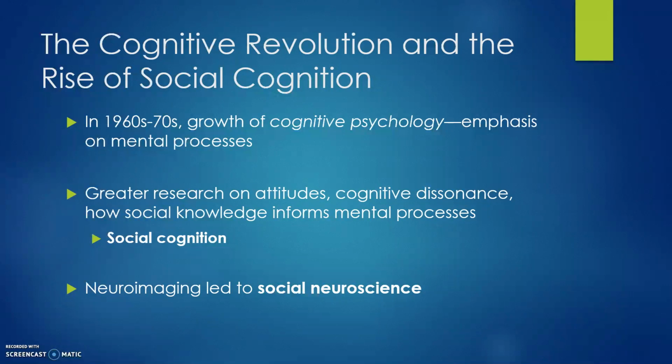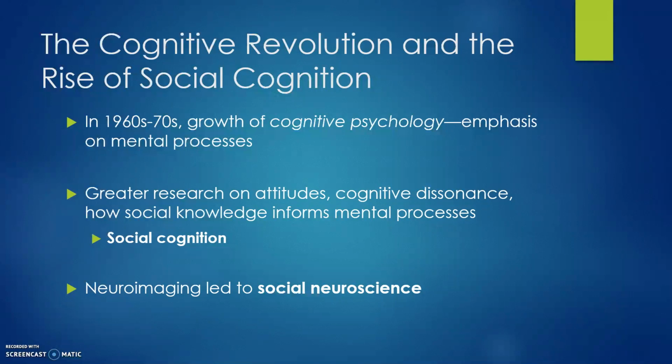And obviously, cognition is involved in everything we do. And it stands to reason that if you're interested in how people engage in different types of social situations, you might also be curious about what types of mental processes must be going on as people interact with social situations. And this leads to the growth of what we call social cognition. So we talk about additional research on attitudes, cognitive dissonance, and how our social knowledge informs the way that we perceive people and different types of mental processes around us.